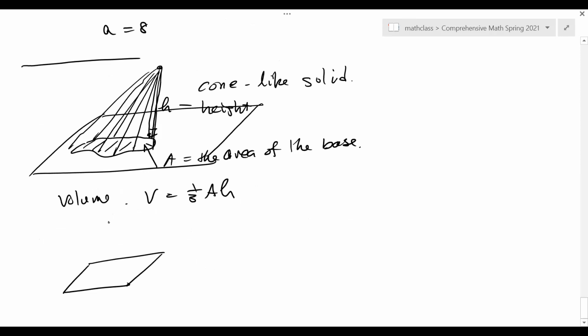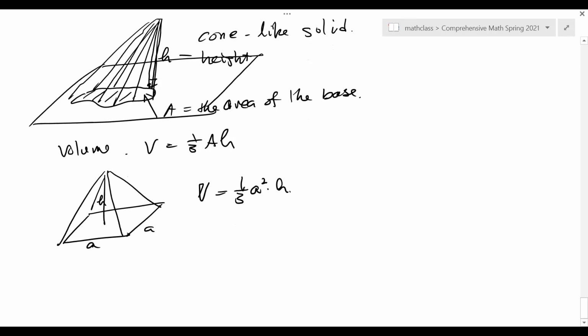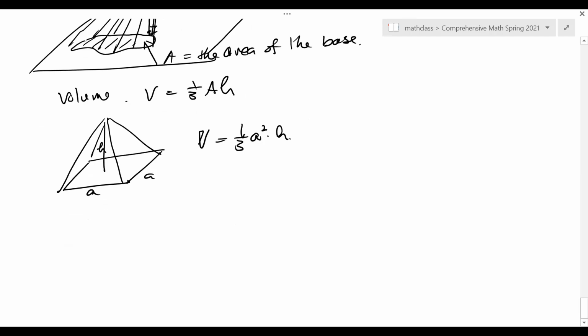If this is a pyramid, how do you find the volume of the pyramid? Square based. If here is A and you know the height H, then the volume is going to be 1/3 A squared times height. Sometimes you're not given the height. If you are told the edge length of each edge, then you can determine the height.